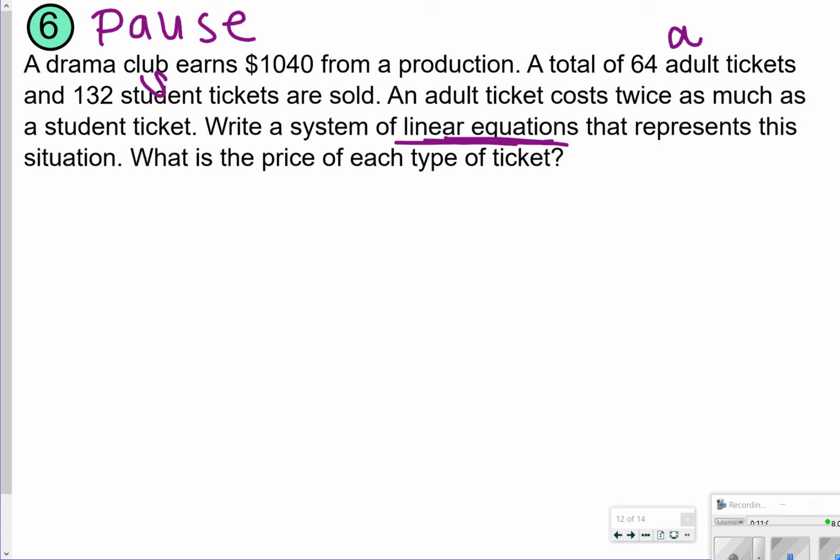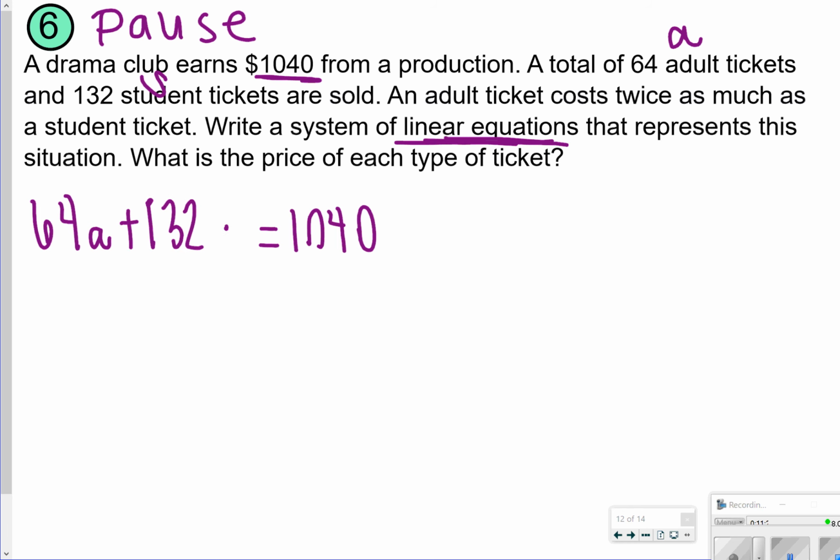Okay? All right, so what I did here, I know that my cost of the production, I earned $1,040. And it says a total of 64 adult tickets were sold, so that's 64A, plus 132S for student. Okay, so that's my first equation: 64A plus 132S is equal to 1040. And then the next one says an adult ticket costs twice as much as the student one. So what that would look like is you would have maybe A is equal to 2 times S.